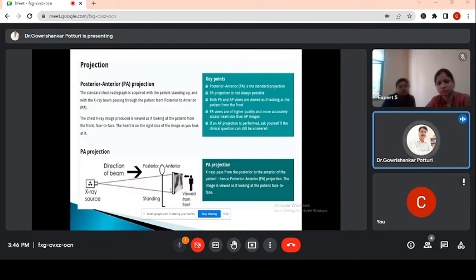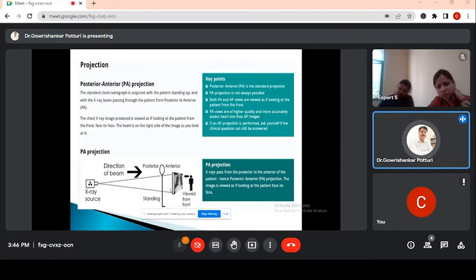What are the key points to note here? Posterior anterior is the standard projection. PA projection is not always possible. Both PA and AP views are viewed as if looking at the patient from the front. PA views are of high quality and more accurate to assess heart size than AP images. If an AP projection is performed, ask yourself if the clinical question can still be answered.